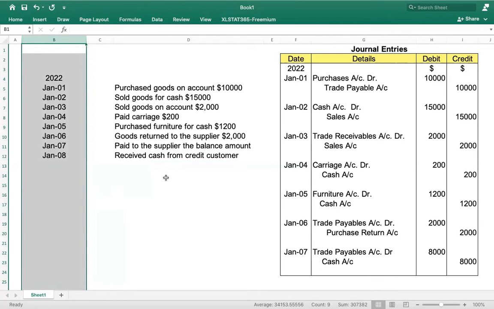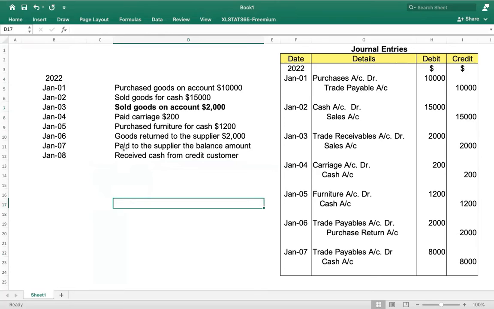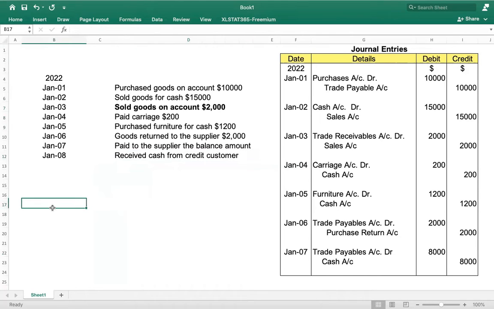But how much cash? Sold goods 2,000. How did you know that? Because it is sold goods on account, 2,000. So on January 8th, we are getting cash now. It is from this customer only. On Jan 3rd we sold. So we are getting cash. So the first item is cash, the second is trade receivable, right?